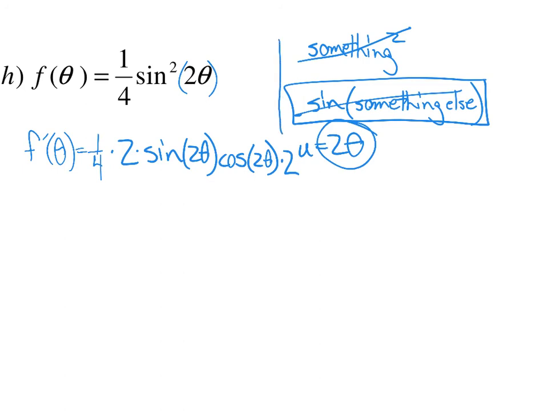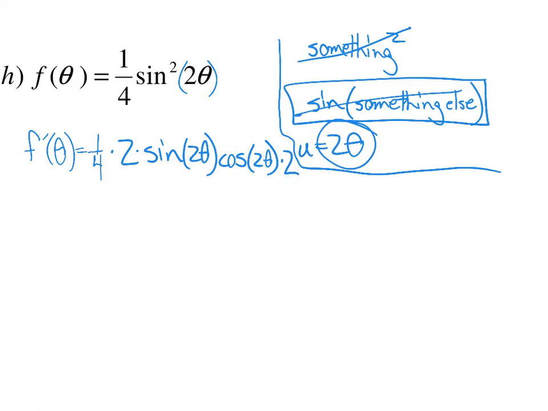How do you get cosine again though? Because that's the derivative of sine 2 theta. So follow me here, guys. I take the derivative of the square, so it's 2 times this to the first, times the derivative of the sine, which is cosine, times the derivative of the inside of that, the 2 theta, which is 2.